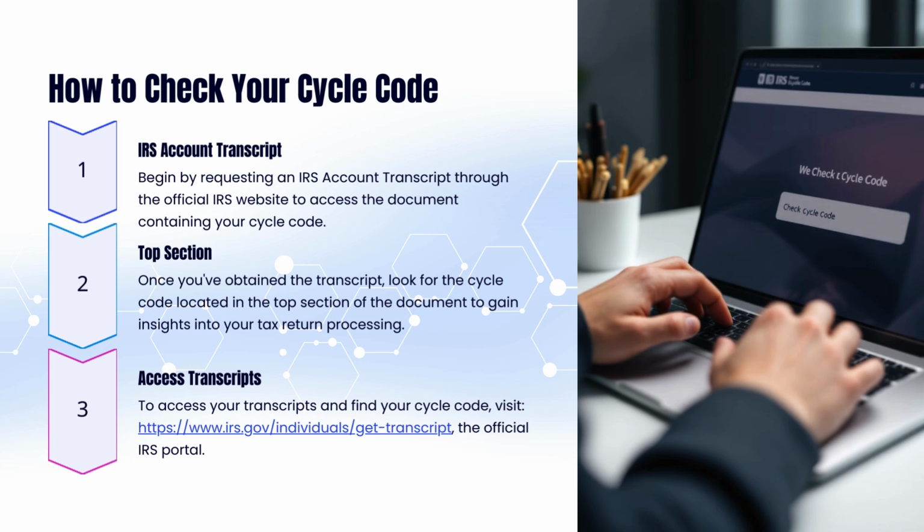How to check your cycle code. Start by requesting an IRS account transcript through the official IRS website to access the document containing your cycle code. Once you've obtained the transcript, look for the cycle code located in the top section of the document to gain insights into your tax return processing. Pro tip: keep the IRS portal bookmarked so you can easily access your transcript anytime you need it.